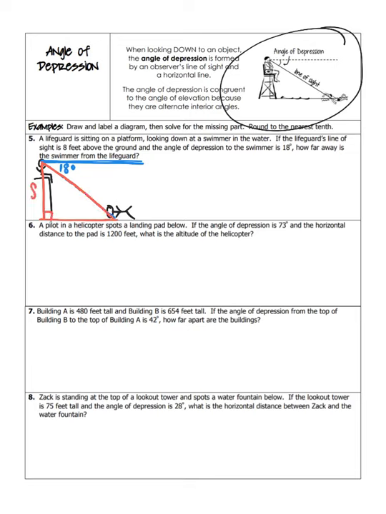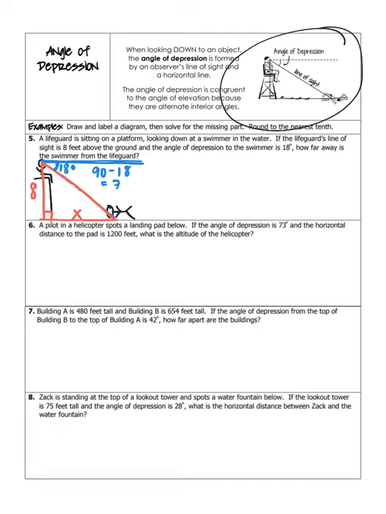okay, we know that he's 8 feet above the ground, and we're trying to find this distance, x. So the angle that they gave us is actually outside of that red triangle. Okay, but it's really easy to find the angle that's inside the red triangle. The angle that's inside the red triangle is just 90 minus that angle that's outside. So if you're trying to find the angle that's inside that triangle, it's 90 minus 18.